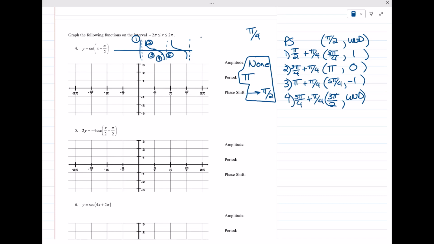If we go to graph this, pi over 2 is going to be undefined. 3 pi over 4 is 1. Then pi is going to be 0. 5 pi over 4 is -1. 3 pi over 2 is undefined. And the graph's going to look like this. All right, that's just one cycle of the graph.